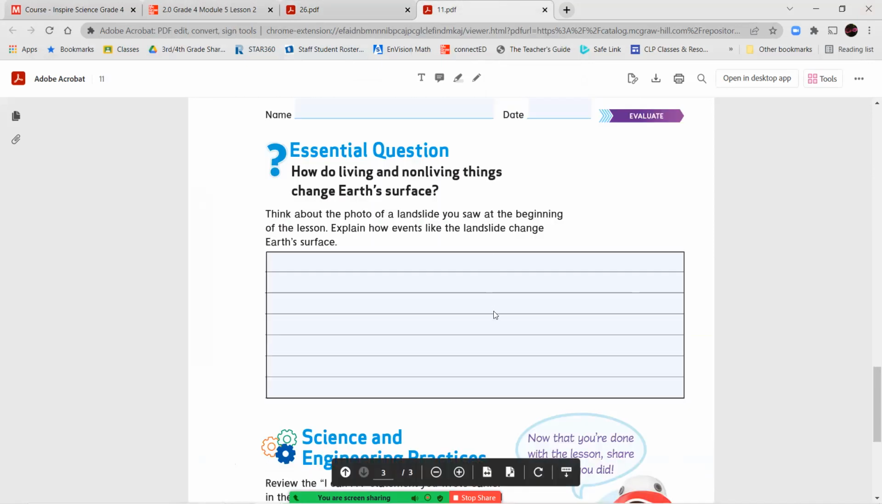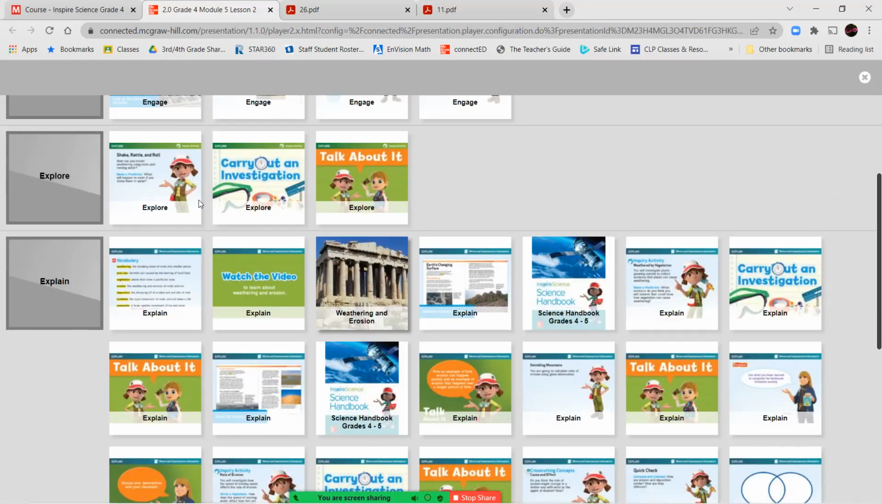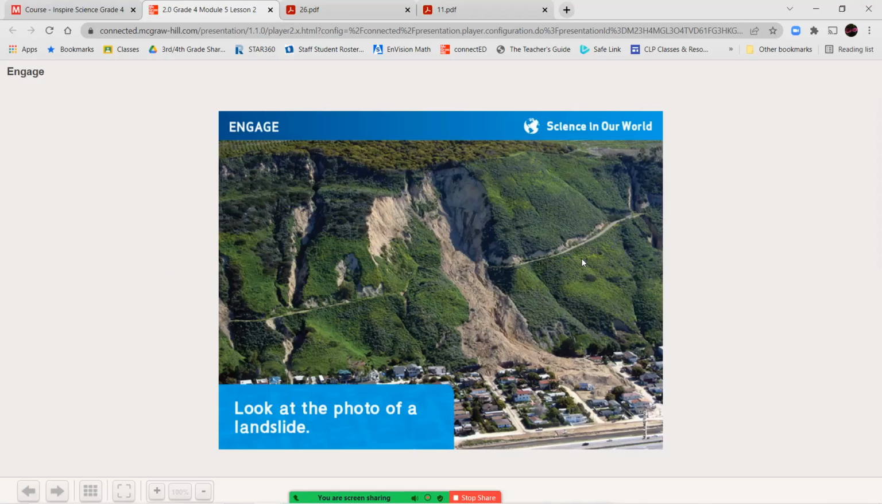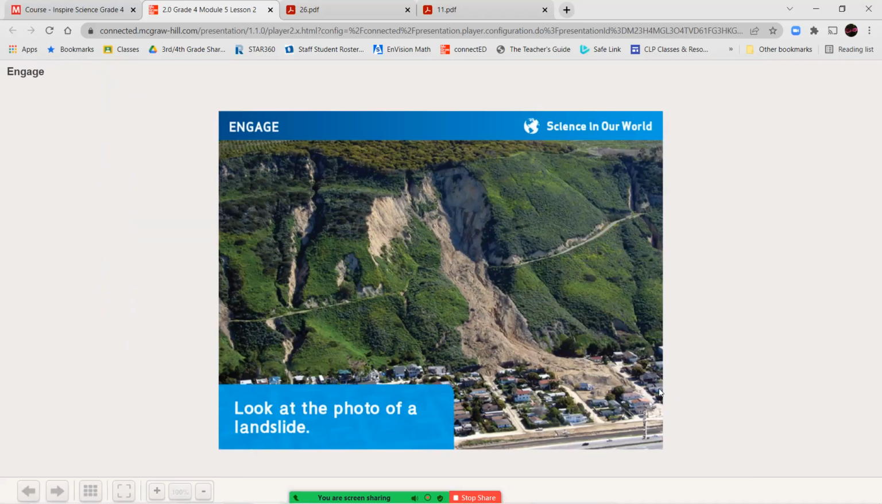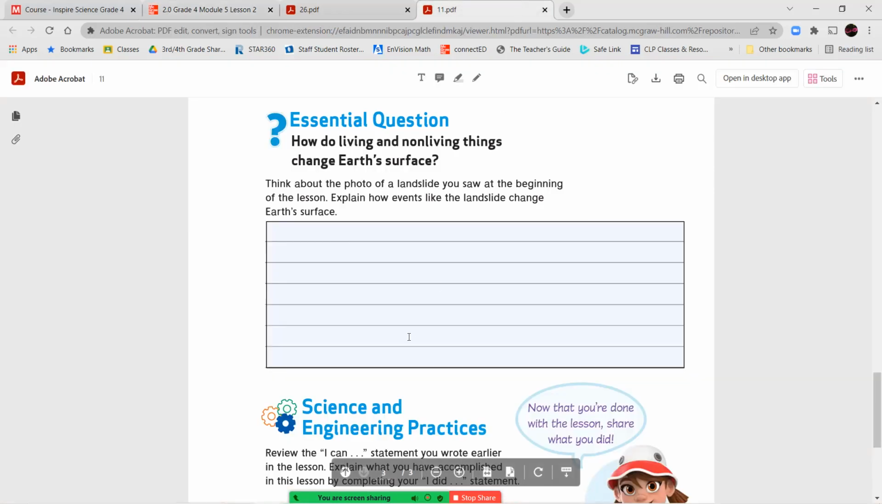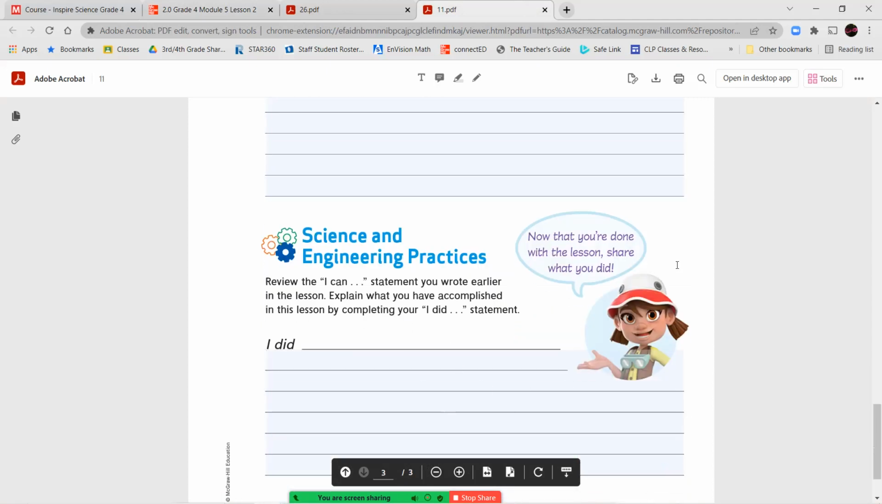Okay, and finally, we're going to hop into our last pages and take a look at our essential question. How do living and non-living things change Earth's surface? Think about the photo of the landslide that you saw at the beginning of the lesson. Explain how events like the landslide change Earth's surface. So we can go ahead and jump back and take a look at this picture so you can see that landslide over here, and you can see the homes at the bottom. And then you can go ahead and answer your question. Remember to use complete sentences. You don't need to complete the I did statement.